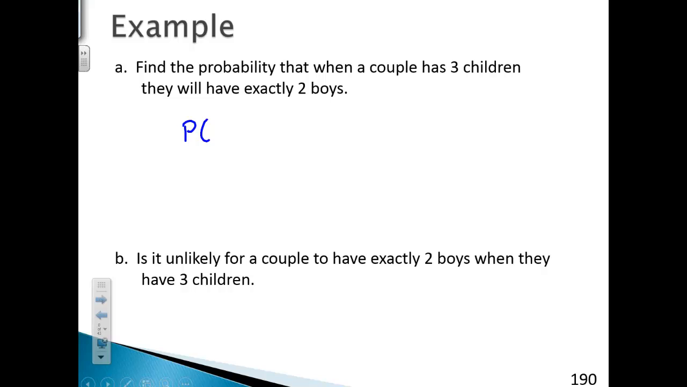So the probability of exactly 2 boys. So we determined we had 8 total things in our sample space, and we counted them before we switched slides that there were 3 where there were exactly 2 boys. So the probability of exactly 2 boys is 3/8. Now, for part B, is it unlikely for a couple to have exactly 2 boys when they have 3 children? So we know the probability of exactly 2 boys is 3/8.